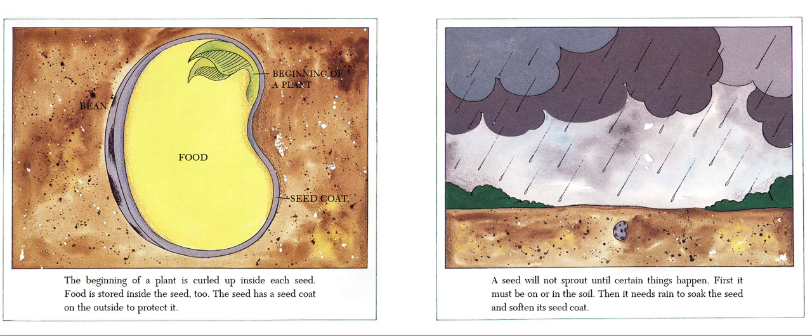The beginning of a plant is curled up inside each seed. Food is stored inside the seed too. The seed has a seed coat on the outside to protect it. Beginning of a plant. Bean. Food. Seed coat.